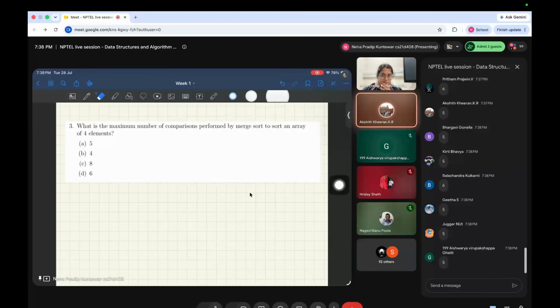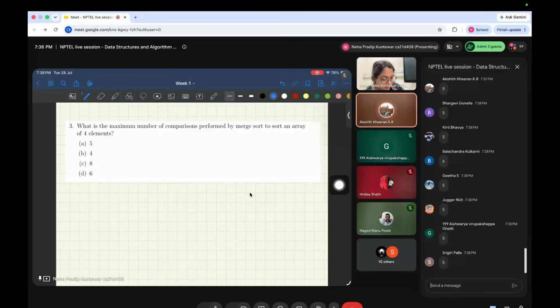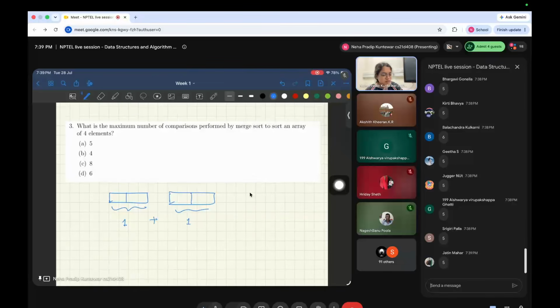Because in the first case, it will become 1 plus 1 is equal to 2. In the second level, while merging two sorted arrays of size 2 into size 4, it becomes 2 plus 2 minus 1, which means 3. 2 plus 3 is equal to 5. Correct, yeah, good. So in the first step, you will split the array into halves. So you are going to compare this and this, spending one comparison, and one comparison here. So in the first step, you have made two comparisons.